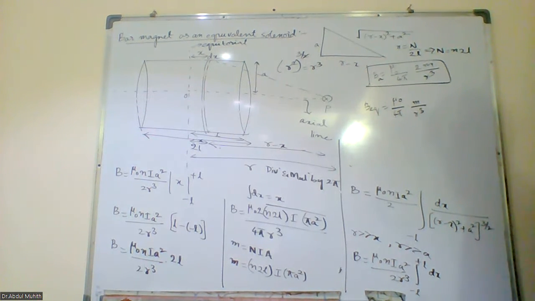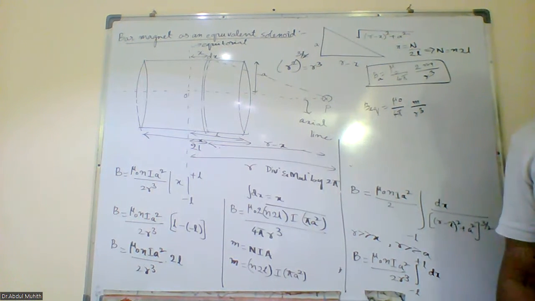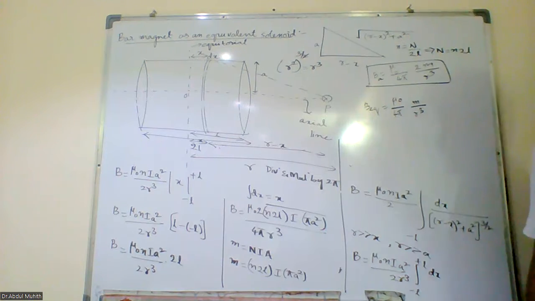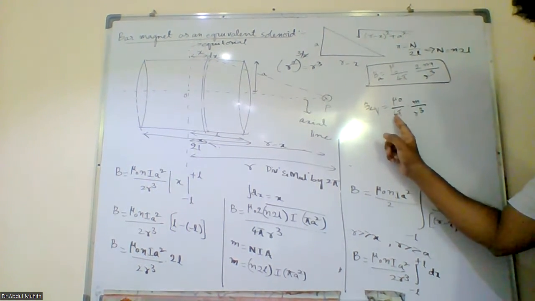Permittivity of free space. What is the meaning of permittivity? Permit means allow. It's a property of the medium which allows the electric lines of forces to pass through it. That is permittivity of free space. Permeability of free space is for magnetic lines. It's a property of the medium which allows magnetic lines of forces to pass through it. That is mu 0 by 4 pi.